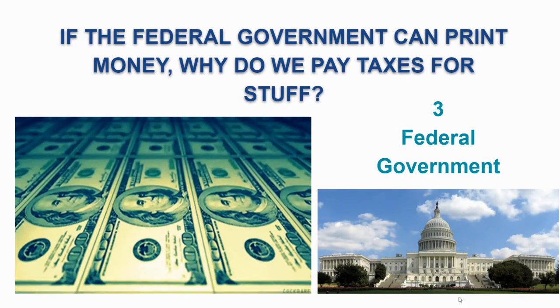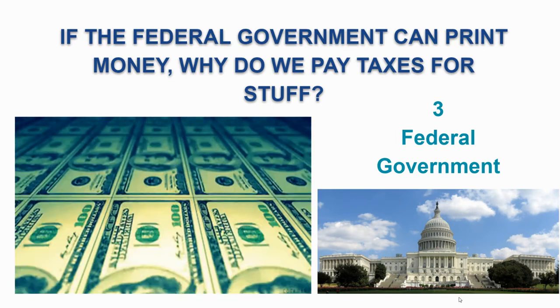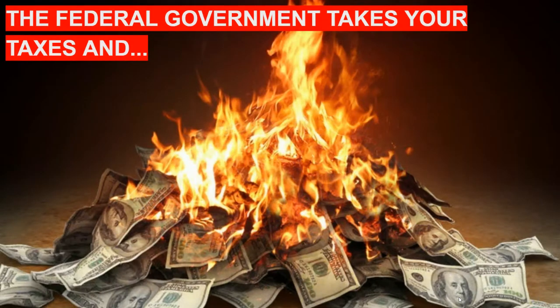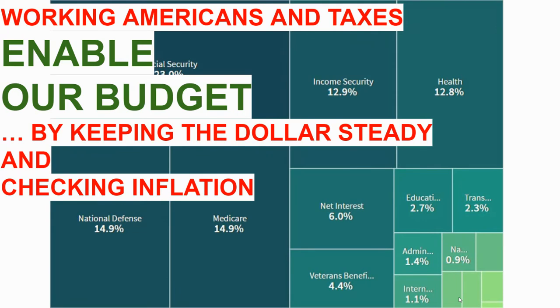Now, you've probably heard your parents talk about taxes, and if the government can print money, why do we have to pay taxes for stuff? The federal budget of $4.5 trillion is spent on a bunch of great stuff. But the taxes, well, the federal government takes your money and, yeah, the federal budget of $4.5 trillion is not paid for by taxes. Americans and taxes enable our budget by keeping the dollar steady and checking inflation.